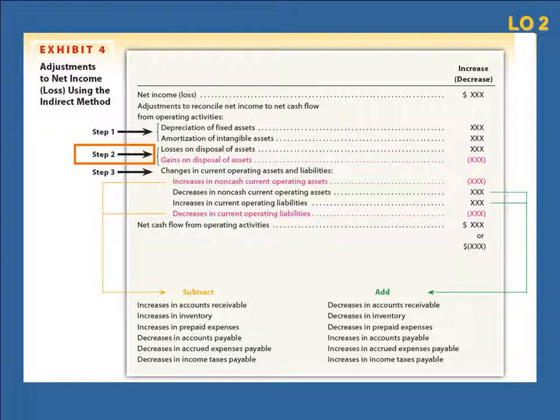So if it says on the disposal of an asset, if you sell a piece of land and make money, that is a gain. You will subtract that off.